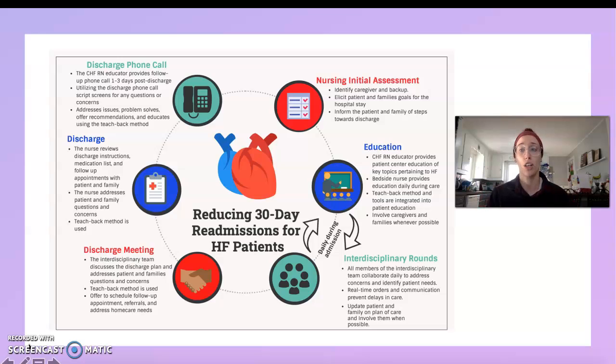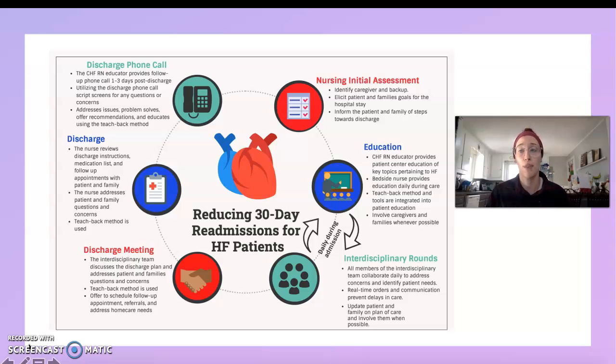So really making sure that all aspects of the patient's care are being touched upon and everybody's looking at the patient from a holistic point of view, and that they're adequate and ready for discharge, or making those steps towards discharge that are necessary so that the patient can have a safe discharge home and be successful at home.